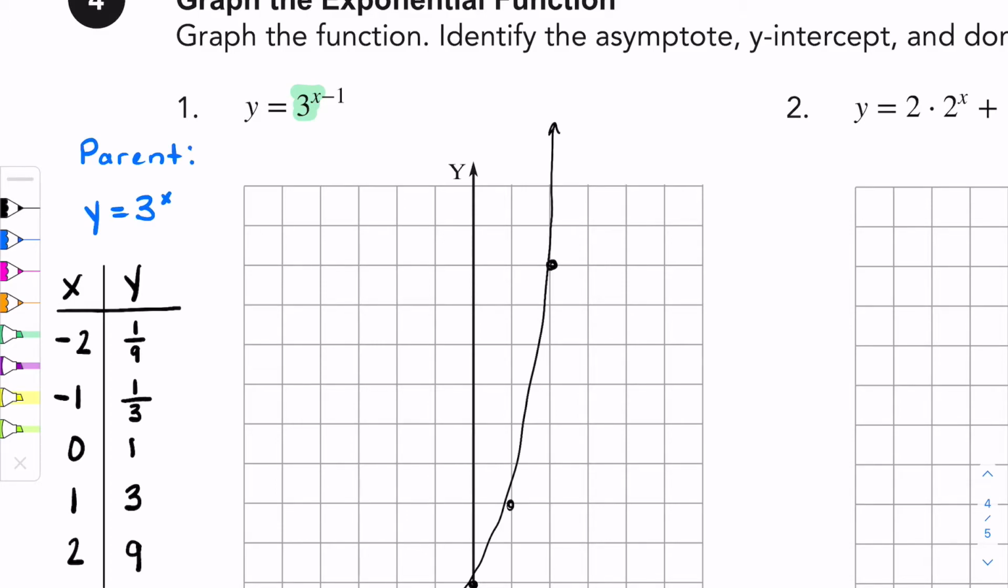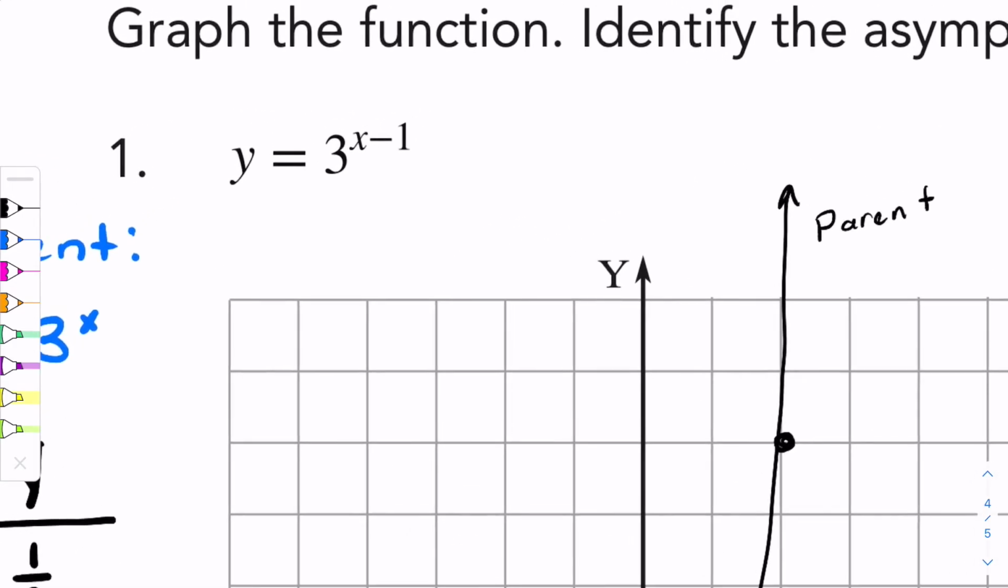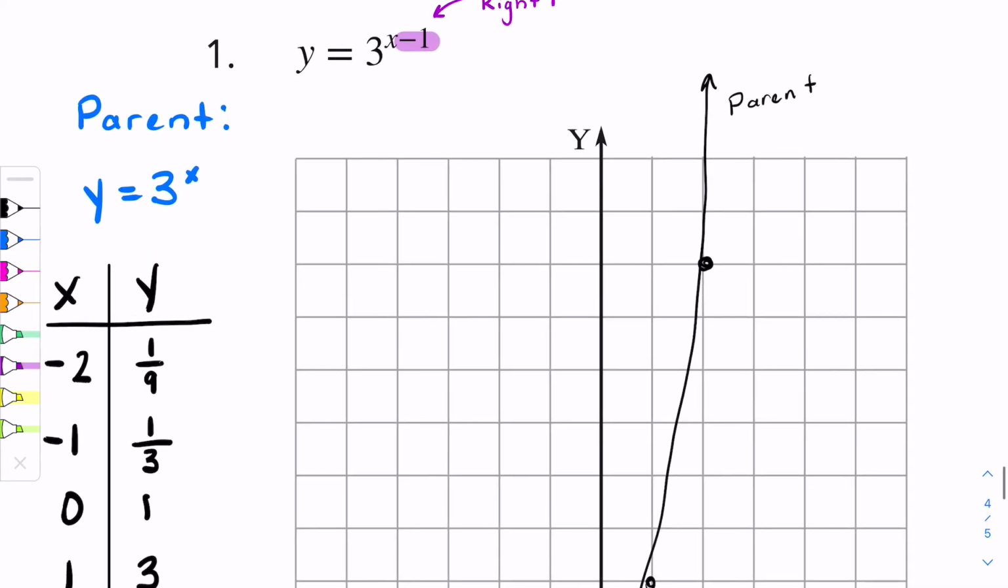And now that I have my parent function graphed, I'm going to indicate what my transformations are. Make sure you follow the transformations in the correct order. This example, nice and easy, we only have one transformation. Subtracting a 1 in the numerator is going to be a shift to the right 1 unit. I take my parent graph, I shift every point to the right 1 unit.